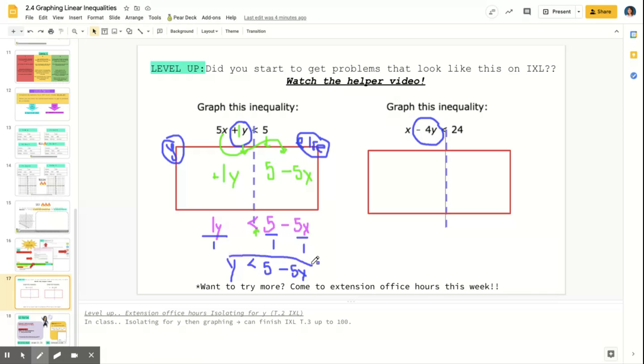So I have to do this first, and now I can just go ahead and graph it using the same exact rules as before. All right, let's try that again. I just did a lot. So where do we begin?